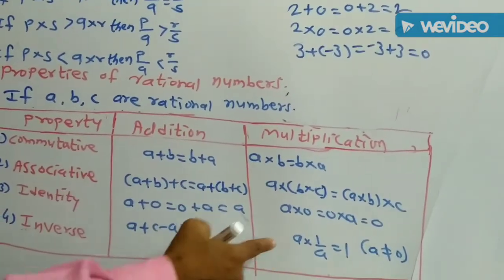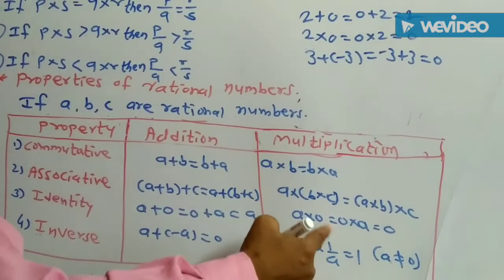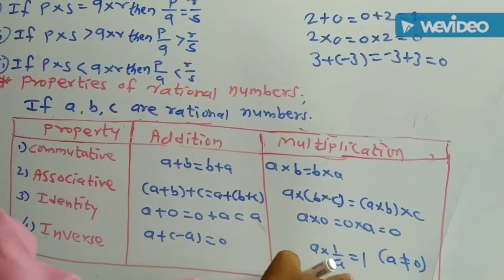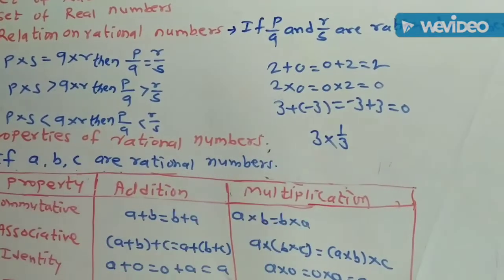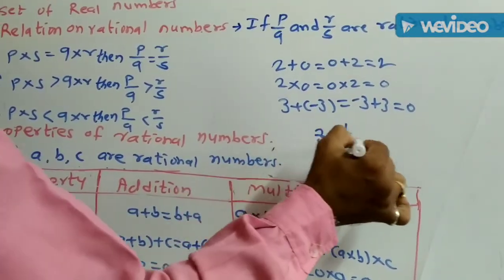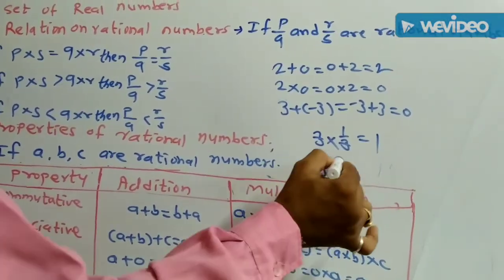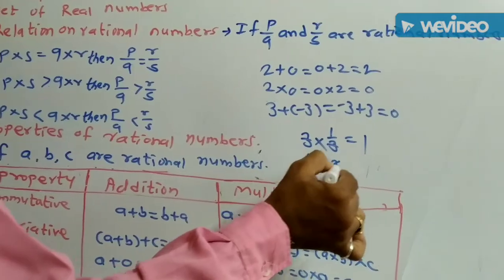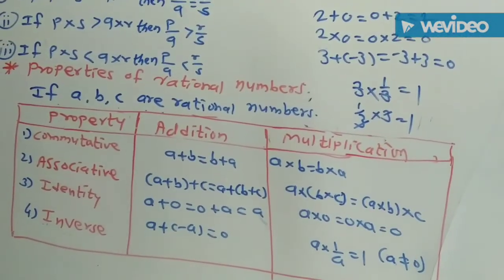And for multiplication, the product of the given number and its multiplicative inverse is always 1. Suppose 3 and its reciprocal is 1 upon 3, then the product is 1, 3 3 gets cancelled. Or we take 1 upon 3 and its reciprocal 3, 3 3 get cancelled, the answer is 1, and these are the properties of rational numbers.